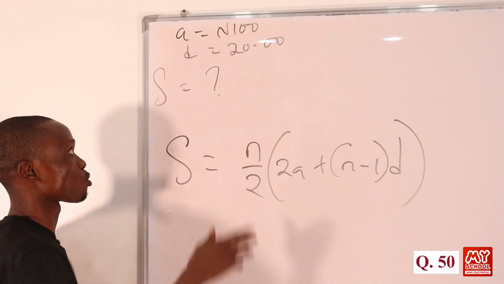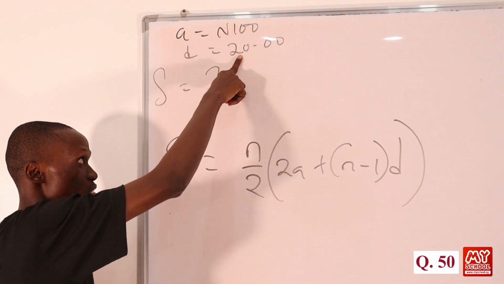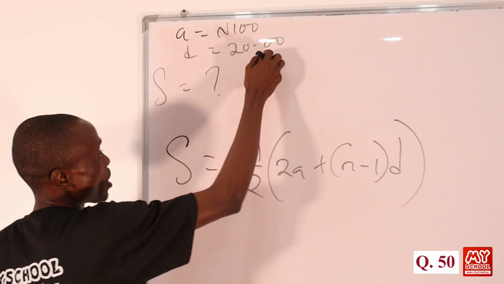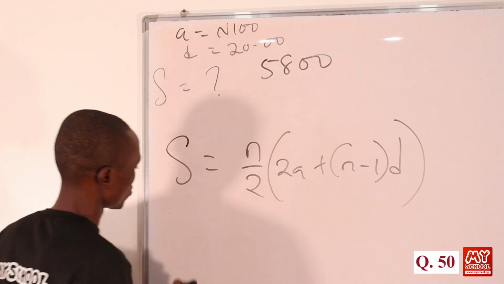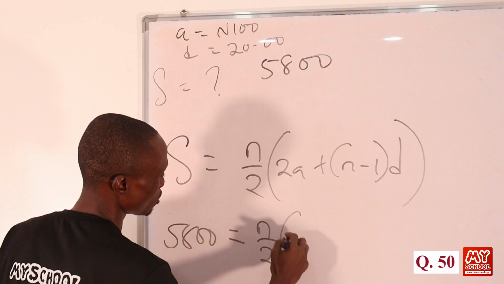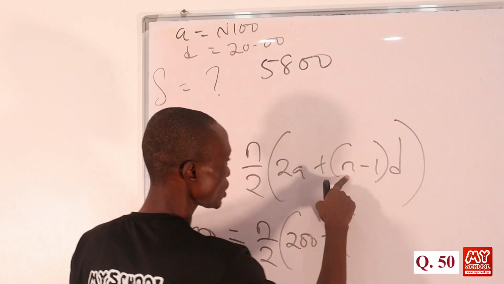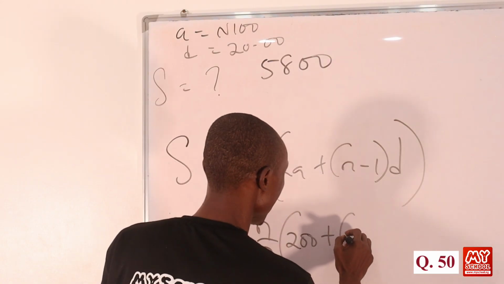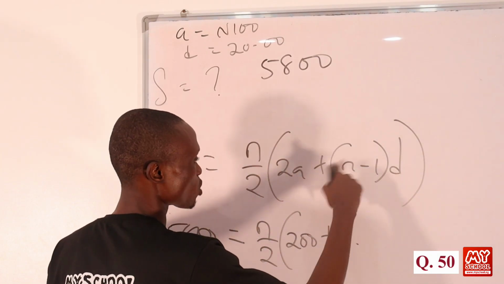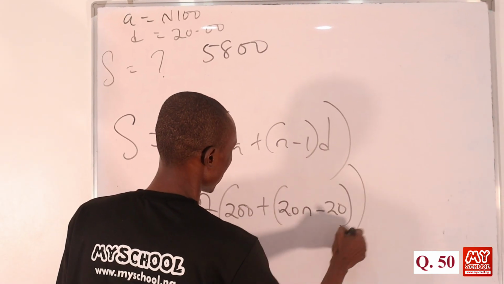So from the question, our first term is 100 and d is equal to 20. S is equal to 5,800. So here we're having 5,800 is equal to n over 2. Then 2 times 100, that will be equal to 200 plus n minus 1. Since we already know that our d is equal to 20, let's just multiply. That will give us 20n minus 20 and bracket close.